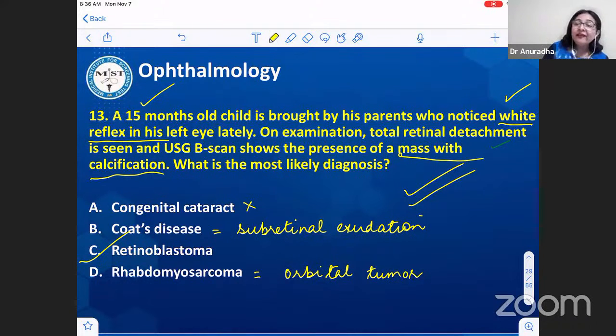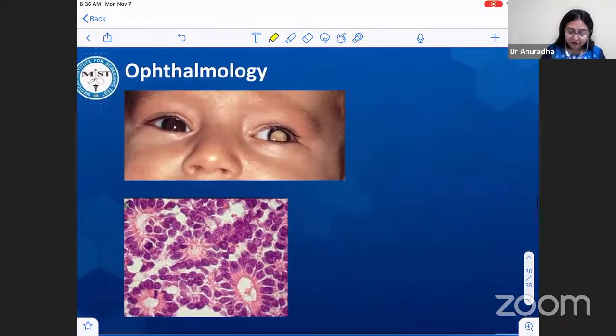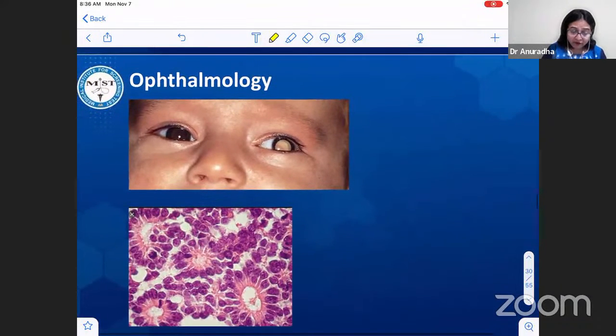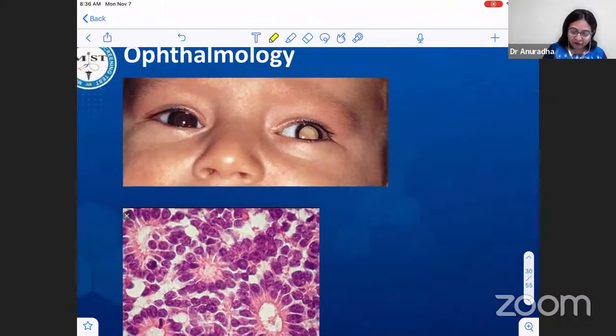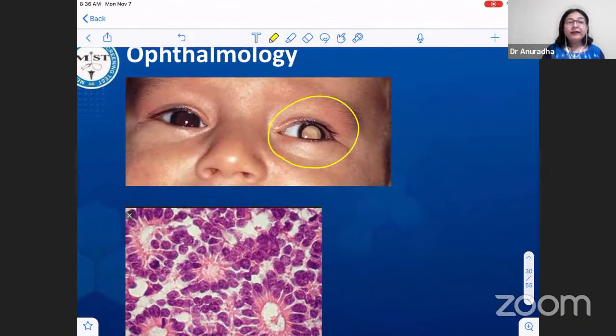So white reflex, mass with calcification, retinoblastoma, beta, that should not be a doubt there. So they can show you the image. Calcification is the key point here, beta. They can show you the image also. You can identify the leukocoria.